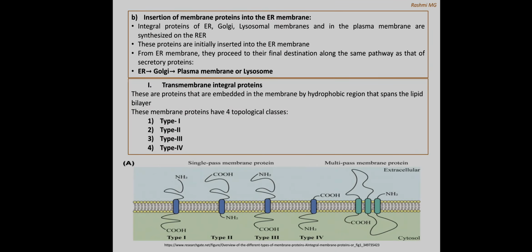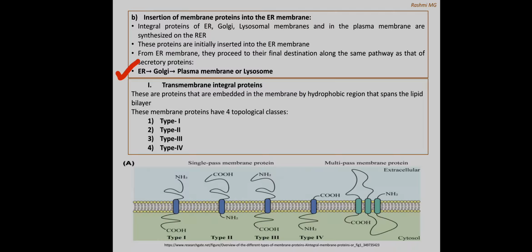Then we discussed insertion of membrane proteins into the membrane. Whichever membrane proteins are to be embedded into the membrane will be inserted by this flow chart, from the ER to the Golgi to the plasma membrane. Whichever proteins are destined for the plasma membrane will be transported to the plasma membrane. Which proteins are transported?